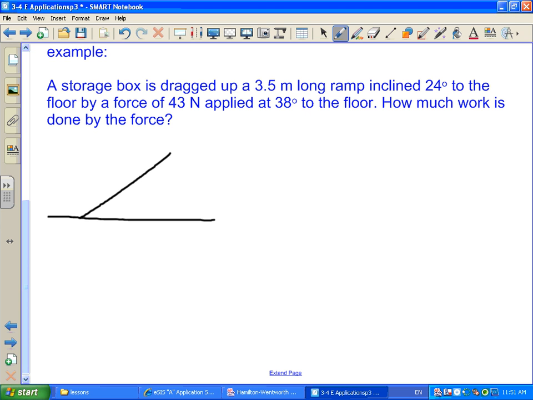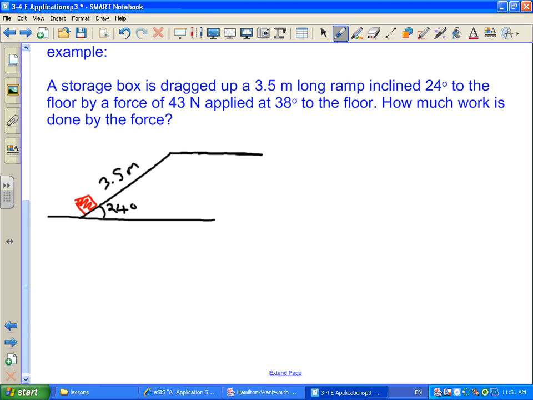We've got a ramp. The ramp is 3.5 meters long. The ramp is inclined 24 degrees. And I don't know, this can be like the top of the ramp up here. And we've got this box that we're dragging up here. So let's put our box like this. Physics is all about dragging boxes all over the place for some reason, preparing you to work in a warehouse or something like that.